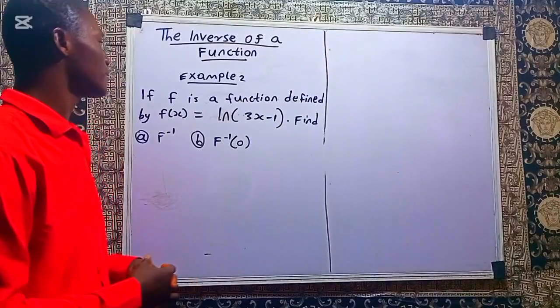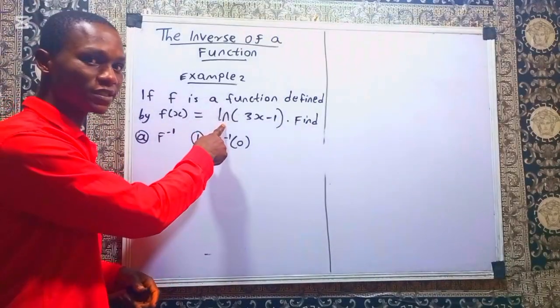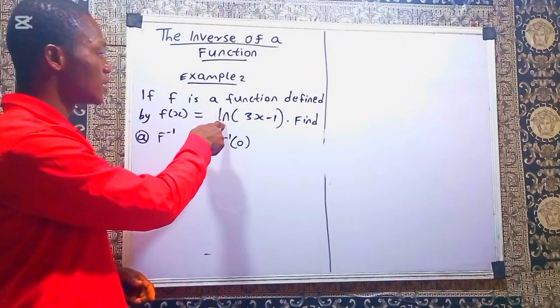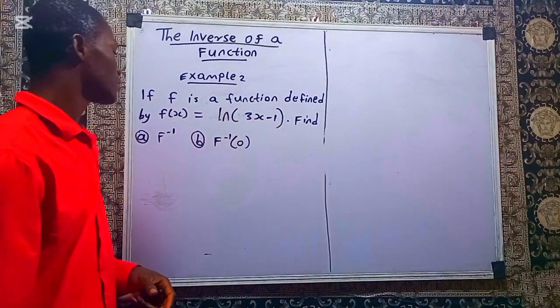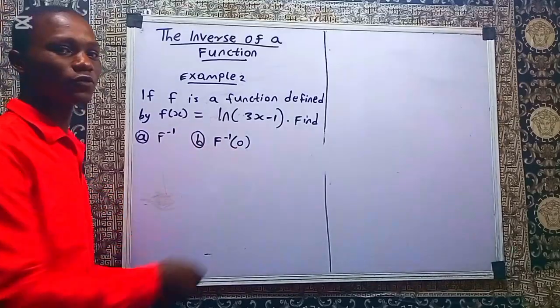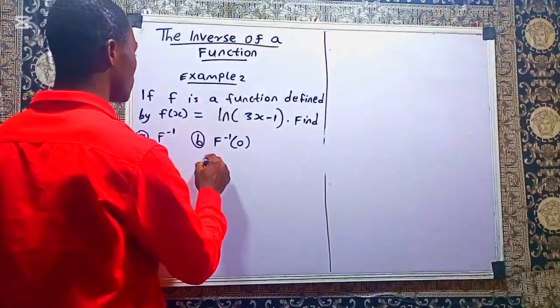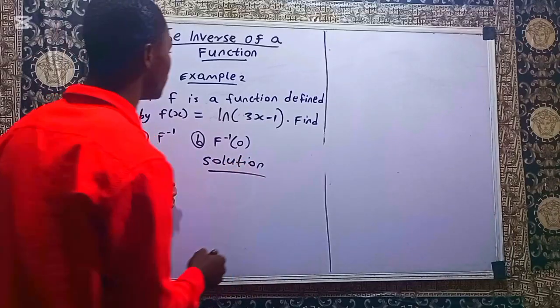They say if f is a function defined by f of x is ln, which is the natural logarithm, ln of 3x minus 1. We have to find the inverse of f, and the inverse of f when x is 0. So we start the solution to this problem.